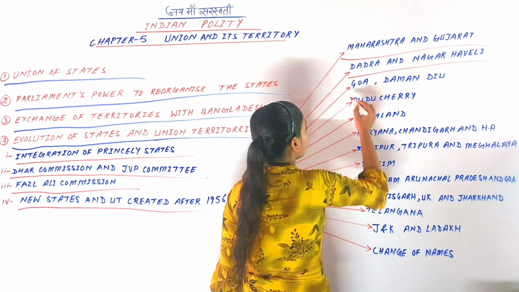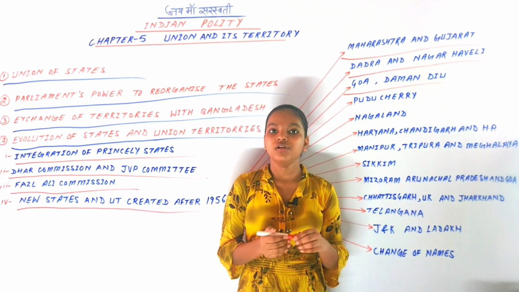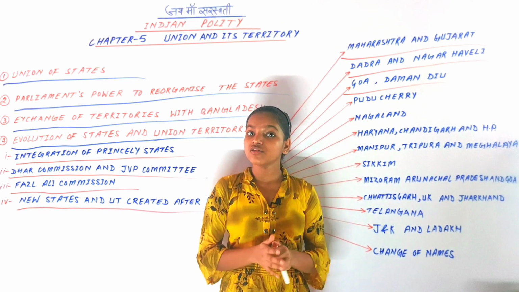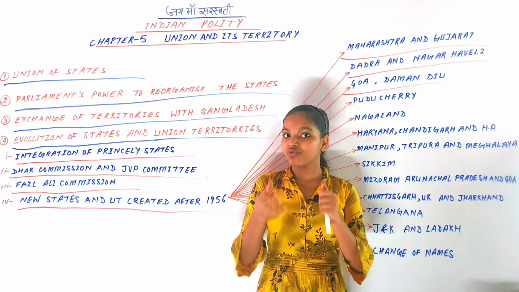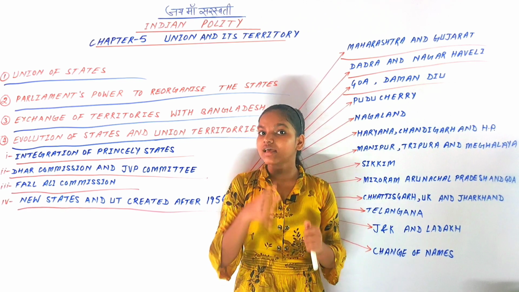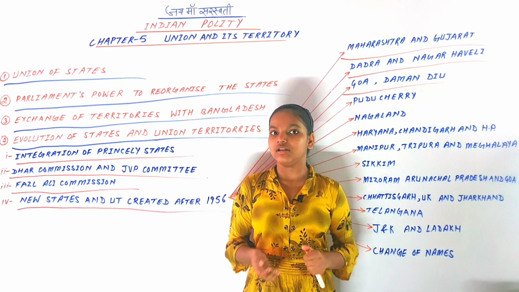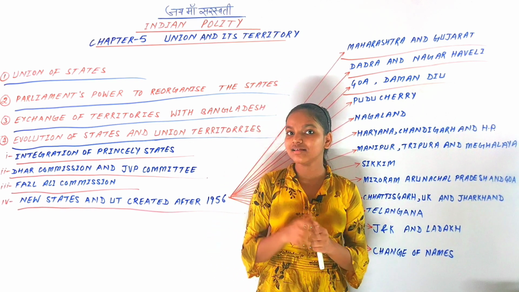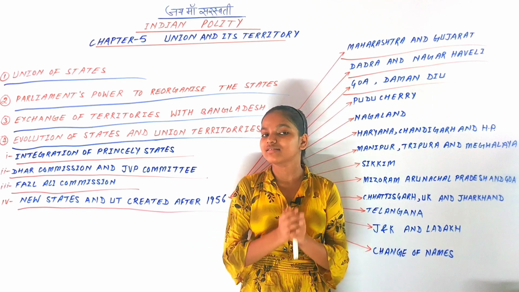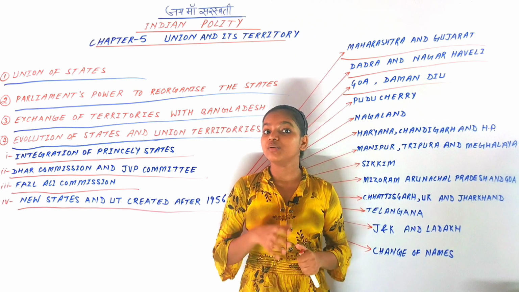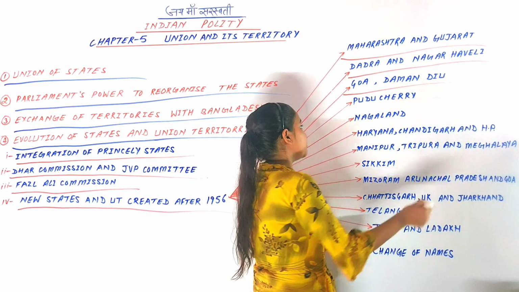So next is Goa, Daman and Diu. These three territories were also earlier ruled by the Portuguese, but they were acquired by the government of India by means of police action, and in 1987 Goa was conferred statehood, while Daman and Diu became a union territory of India. So next is Puducherry.